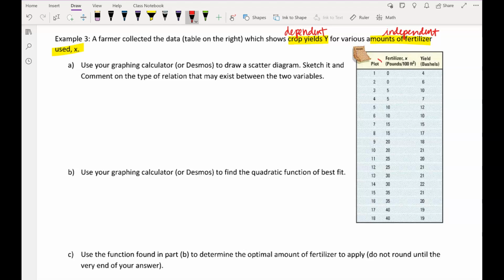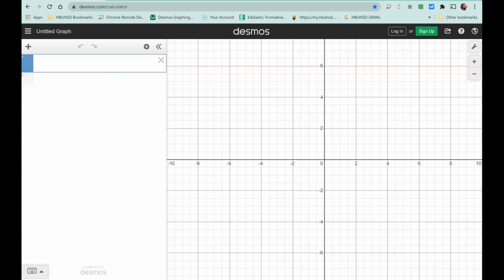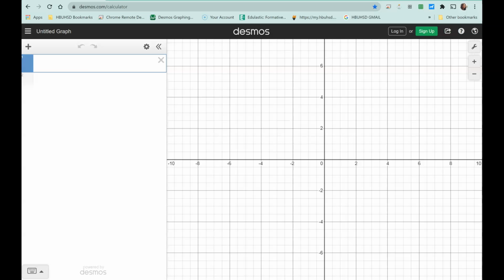So you guys have the plot. This is neither X or Y, that's just extra information that we don't really need to solve a question here. I'm going to use Desmos. You can also use your graphing calculator and enter in your data. So here I'm going to flip my computer and pull up Desmos. So let's enter in the data. I'm going to pull the screen over a little bit so I can see the data.